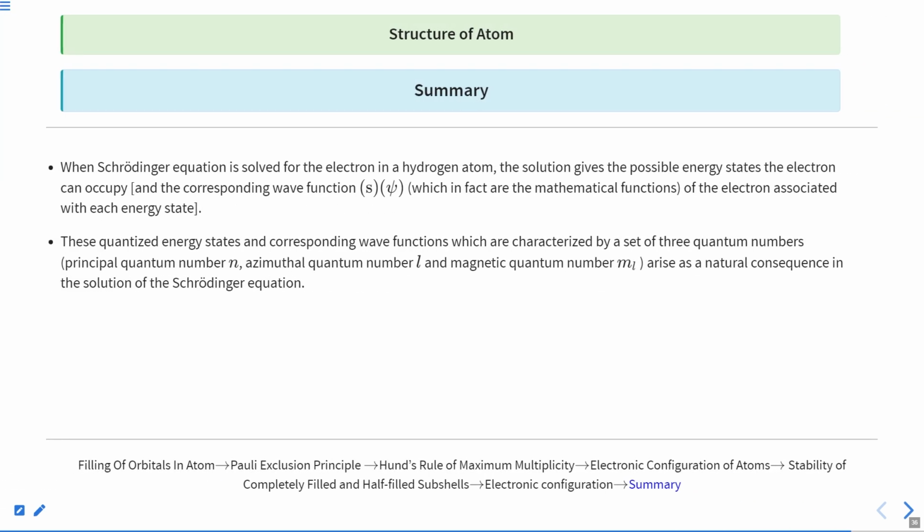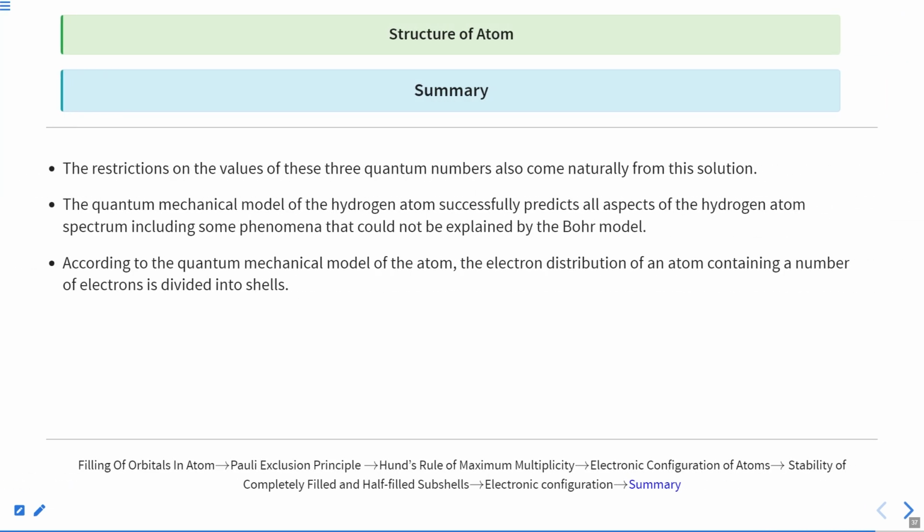So it says that when the H operator operates on psi, it gives you back the energy times psi. So these quantized states and corresponding wave functions, which are characterized by a set of three quantum numbers, arise as a natural consequence of the solution of the Schrödinger equation. Clear? So they are arising as a natural occurrence in the solution of the Schrödinger equation, and the solution is giving us these constants. Clear? Now the restrictions on the values of these quantum numbers also come naturally from this solution, so we do not have to put a limit while deriving the formula.